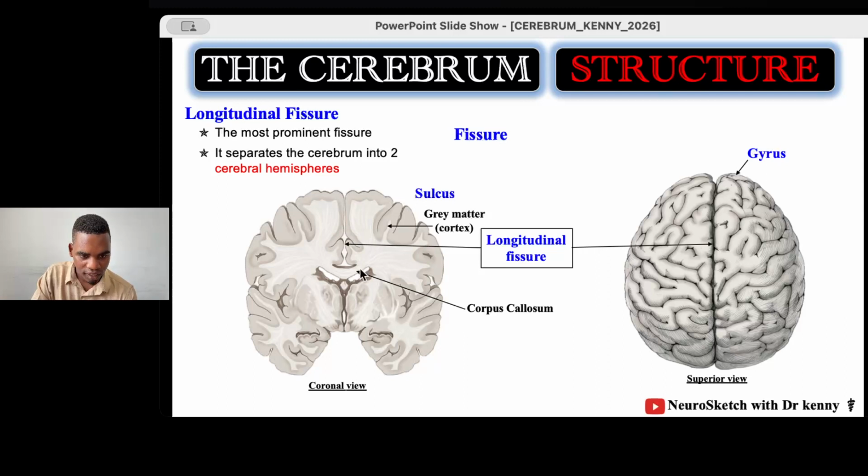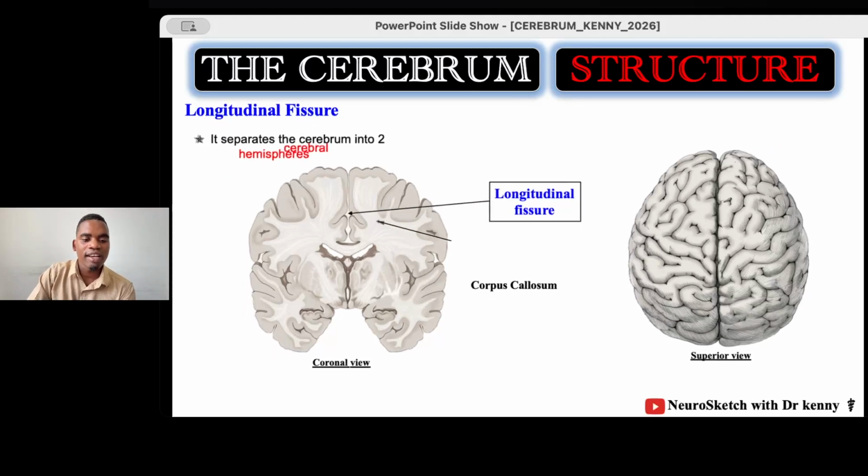cerebral hemispheres. Remember, we have said we have two hemispheres and the basal ganglia that form the parts of the cerebrum, and these are the hemispheres. This is the left hemisphere, this is the right hemisphere, and then these here are the basal nuclei. We're going to discuss them in later discussions. The two hemispheres are separated by a deep groove which is called the longitudinal fissure.